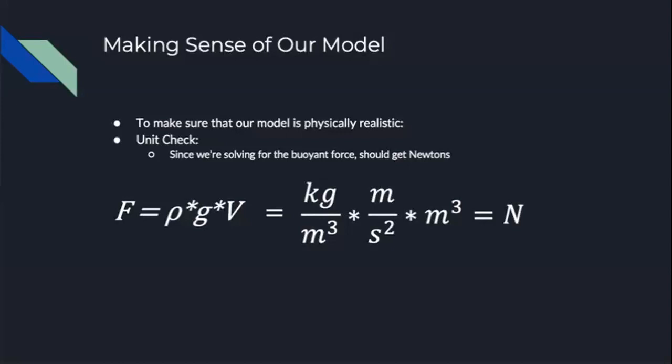First, the most straightforward way to check our model is to check the units. When we plug in SI units, they solve for the appropriate quantity. In this case, we are solving for a force, so we should get units of newtons when we plug in SI units. And when we do so, we do end up with newtons. So in this way, our model is correct.